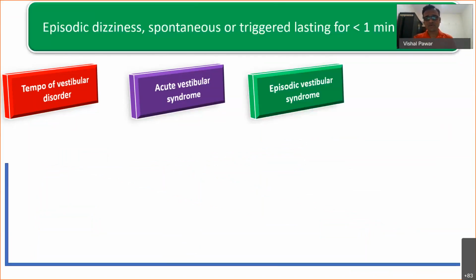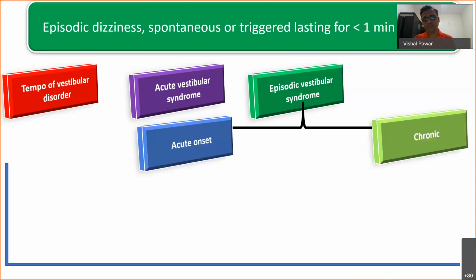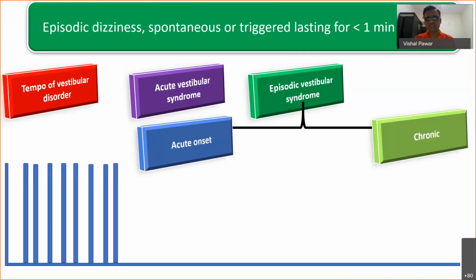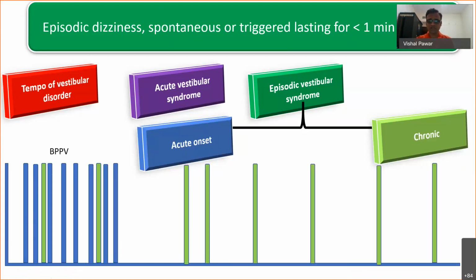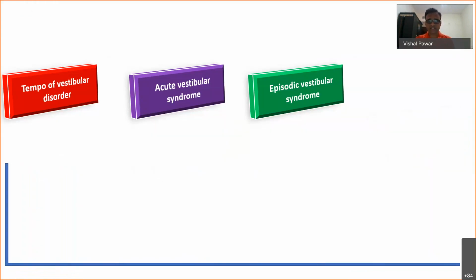In episodic vestibular syndrome, dizziness happens for a finite duration. It could range from less than 1 minute to hours. And there are two patterns which are seen: acute onset episodic and chronic episodic. Acute onset episodic, the classic example is BPPV. In between the two attacks, the patient is relatively normal, doesn't have spinning vertigo. And a similar pattern going on chronically, we commonly see in patients with vestibular migraine and Meniere's disease. So that is the second pattern.